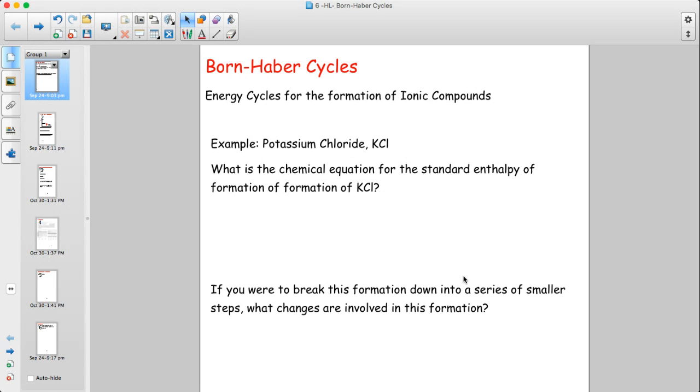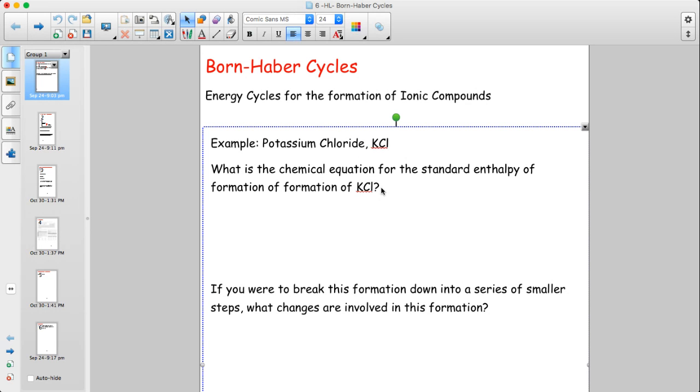So what is the chemical equation for the standard enthalpy of formation of potassium chloride? You should know at this point what a standard enthalpy of formation is. You're forming a compound from its elements under standard state conditions. So potassium chloride comes from potassium, which is a solid at room temperature, and it comes from chlorine. Chlorine is Cl2 gas at room temperature. I need to keep it as Cl2 since that's its natural form at standard state conditions.